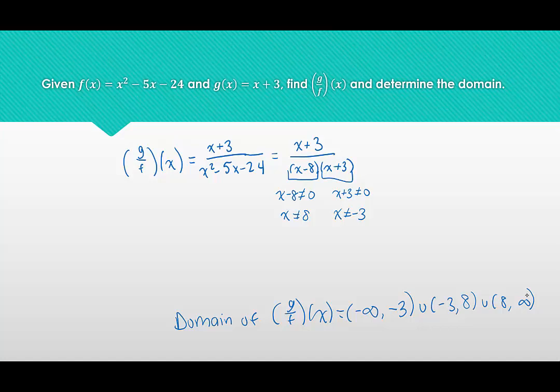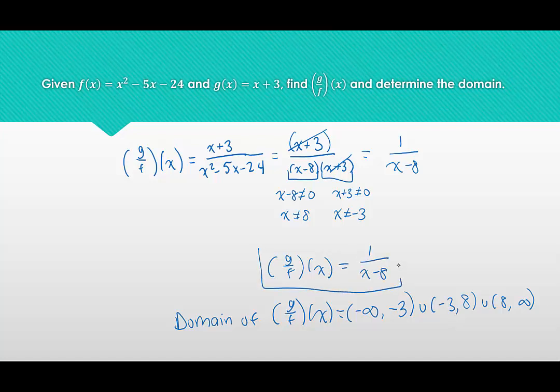Now let's get back to simplifying. I do see that we have a common factor in the numerator and denominator of x plus 3. I factor that out, and we end up with our difference quotient function as 1 over x minus 8. So again, I'm just going to rewrite it. We have g over f of x is equal to 1 over x minus 8.